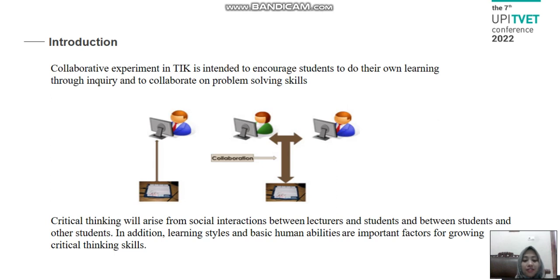Critical thinking will arise from social interactions between lecturers and students, and between students and other students. In addition, learning styles and basic human abilities are important factors for growing critical thinking skills.